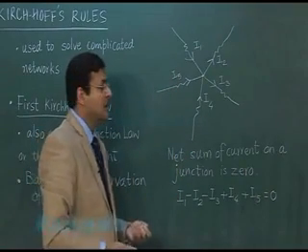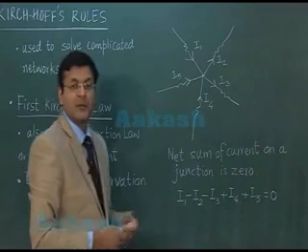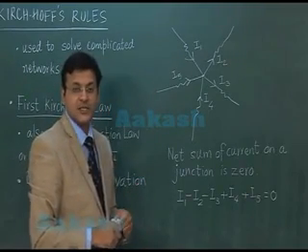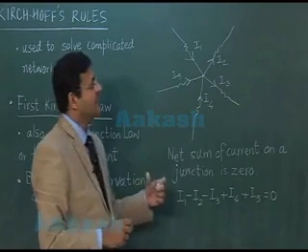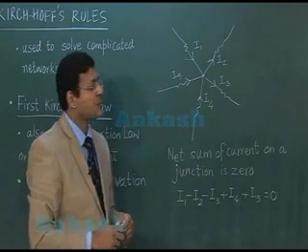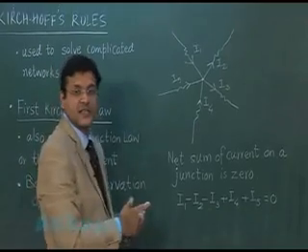You understand? So what are the important points you have to remember about the first law? That it is based on conservation of charge and the net sum of current on a particular junction is 0. Now let us discuss the second law.